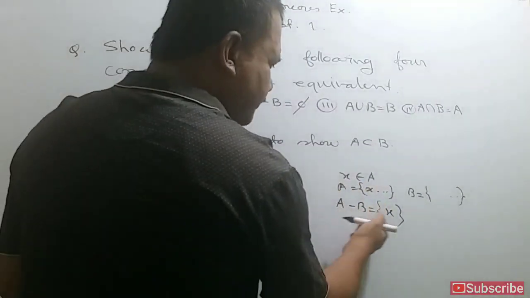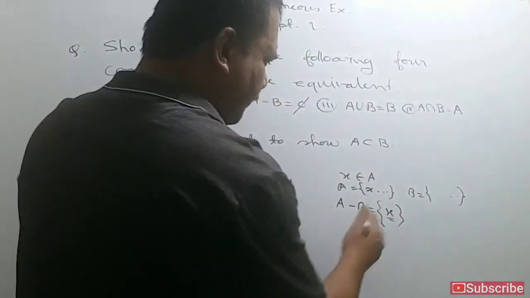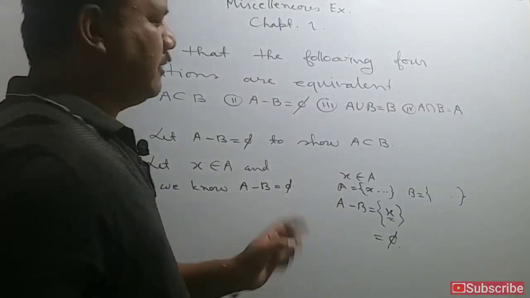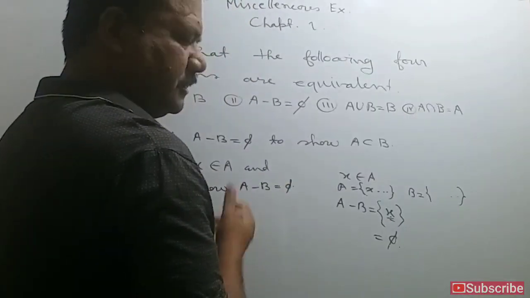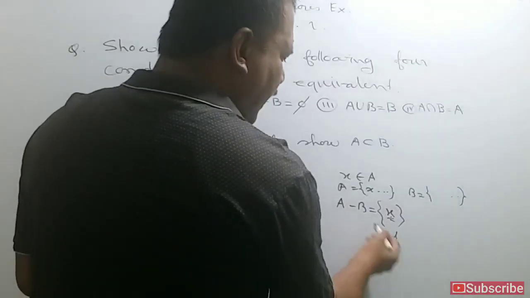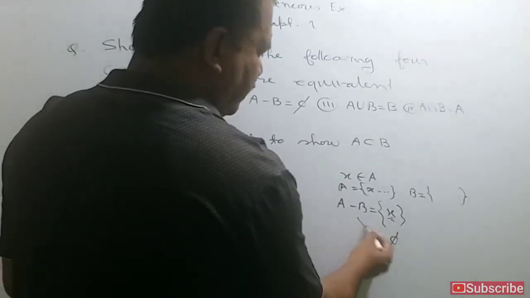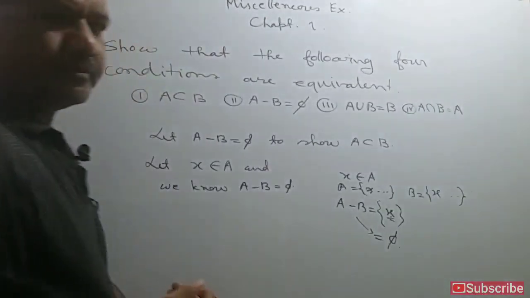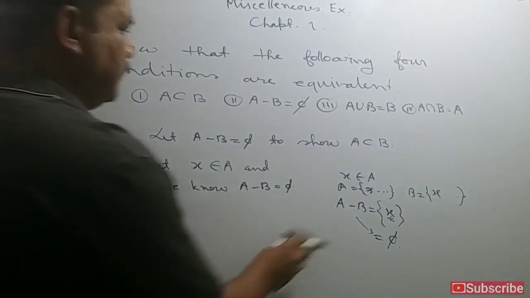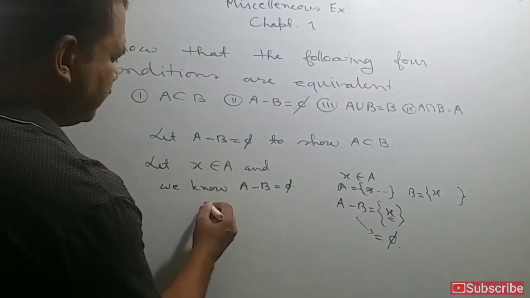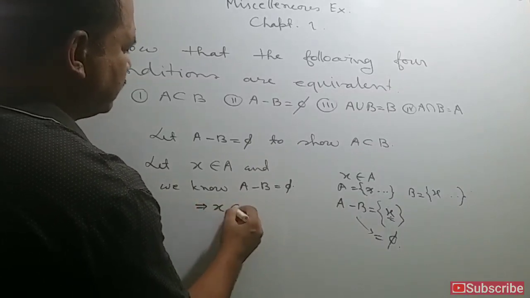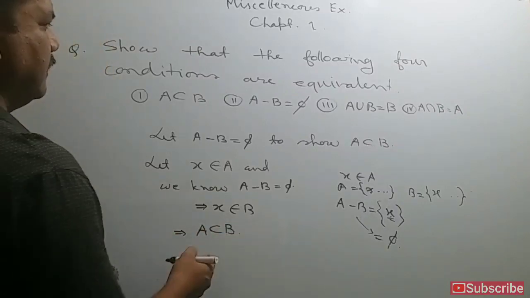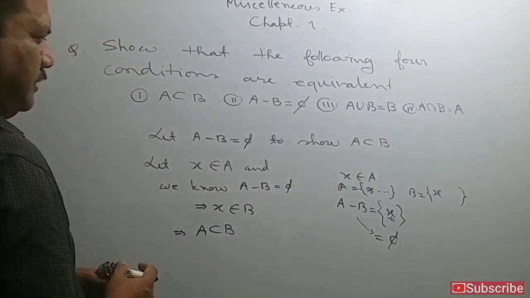If A minus B is equal to something, some elements are coming up, then can we write it as phi? No, you cannot write, because you have got some elements, isn't it? So to be phi, because we know A minus B is equal to phi, this X must be here, isn't it? So combining these two pieces of information, we can write that X belongs to B, which implies A is a subset of B. That is what we were to show, isn't it?